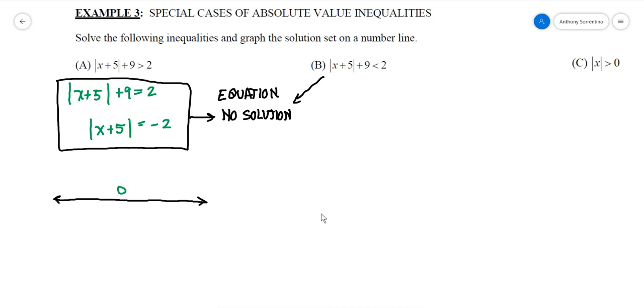I chose the number 0 as a representative of something on the number line because the number line is all I have. I don't really have any markings on here to say, hey, this splits it up into so many regions. If I do the absolute value of 0 plus 5 plus 9, is that greater than 2? Well, this is going to be equal to 5 plus 9, which is 14. Is 14 greater than 2? It sure is. And since 0 makes a solution, therefore anything on the number line is going to make a solution.